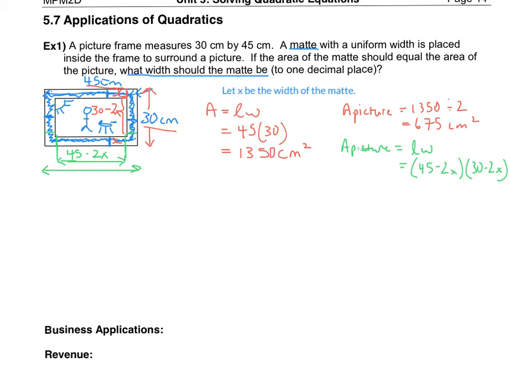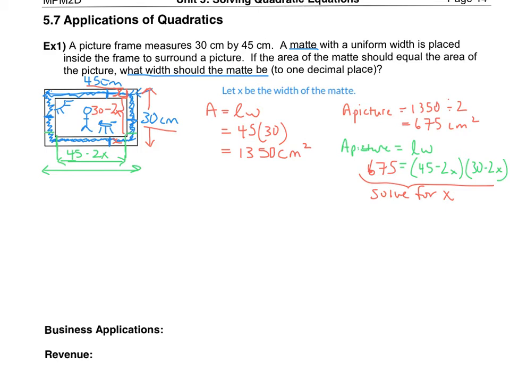My 675 would go here. The area of my picture is 675, but it's also equal to length times width. What I need to do is solve for the x that's going to make my area equal 675. I need to solve this equation for x. I'm going to let you try and work through that, and I'm going to do a solution up, which I will post later, or you can ask me for the solution.